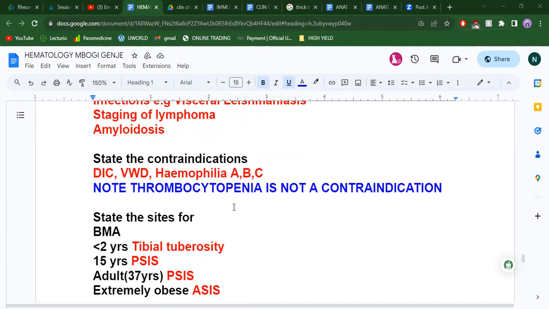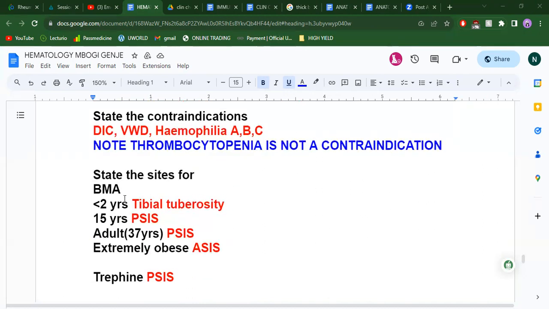Then sites. I remember how Adnan explained these well: the older you get, the farther you go to the pelvis. For a 2-year-old, tibial tuberosity; 15-year-old, posterior superior; adult, posterior superior; extremely obese, anterior superior. Trephine is always done on the posterior superior.